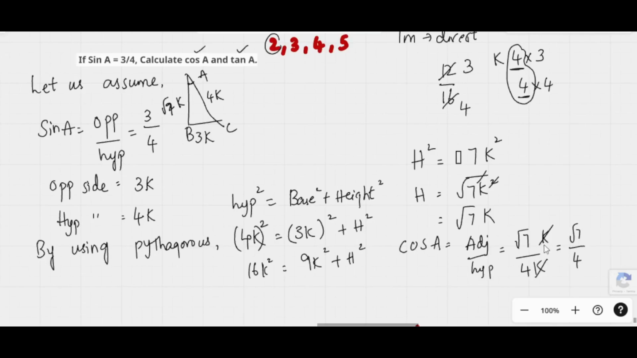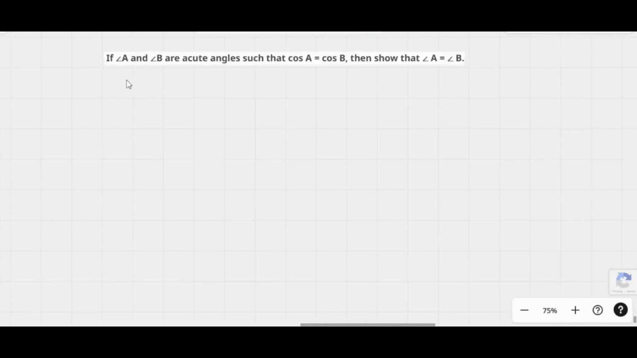In 1 mark questions, that is the reason I didn't mention k, because finally it will be cancelled. But when coming to step by step, please go through this kind of procedure, include k, okay? And then coming to tan A, we know that it is opposite by adjacent. So opposite is 3k by root 7k, hence the answer is 3 by root 7. Done. Let us move to the next question.